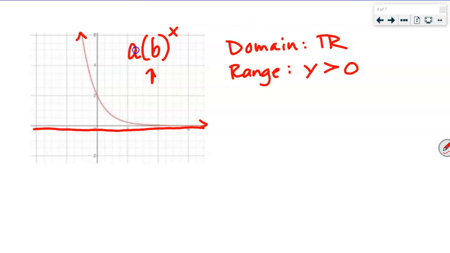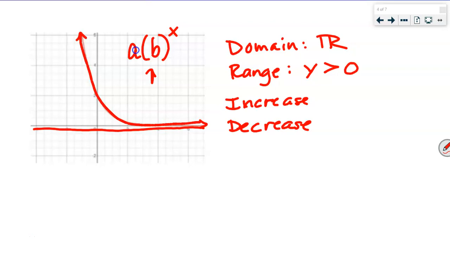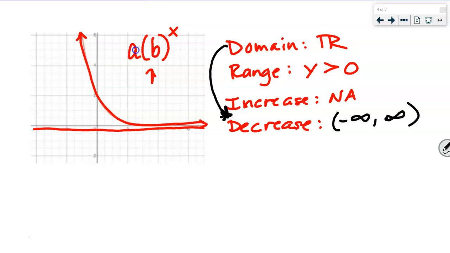So then we want to talk about intervals. So interval of increase, interval of decrease. Okay, so once again, going to hop on the graph right here. What's happening to the graph, guys? Yes, it's decreasing. So our increase is going to be none or not applicable. Decreasing from where? Remember, there's a connection right here between domain and these two, right? So it's decreasing from negative infinity to positive infinity, because that's all real numbers, right?